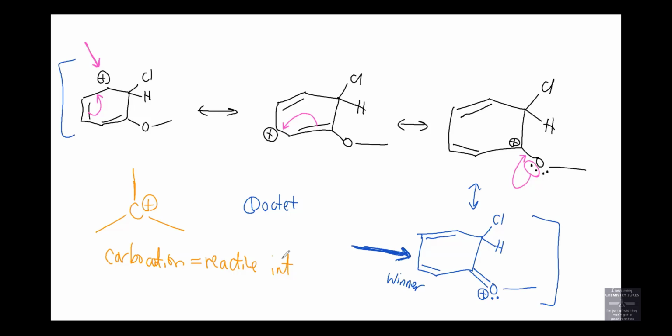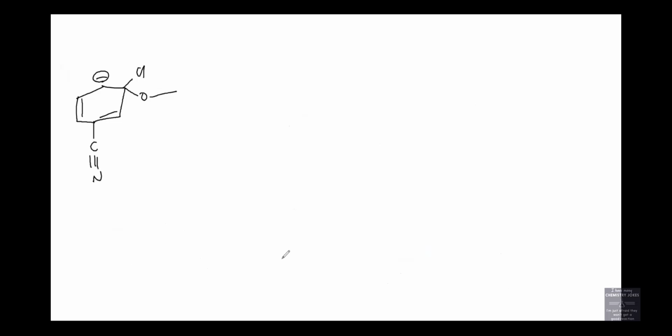Carbocations have less than an octet and they want electrons. They love electrons. They need electrons. So anytime you see a carbocation, you're on a mission to try to find something that has electrons to share with a carbocation. Got it? Cool. On to our next example.